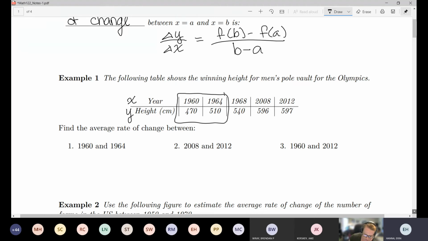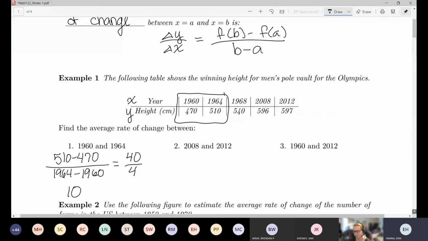So if I want to find the average rate of change, that's essentially going to be the slope between these two data points. So I'm going to have 510 minus 470 over 1964 minus 1960. That's going to reduce to 40 over 4, which reduces to 10.